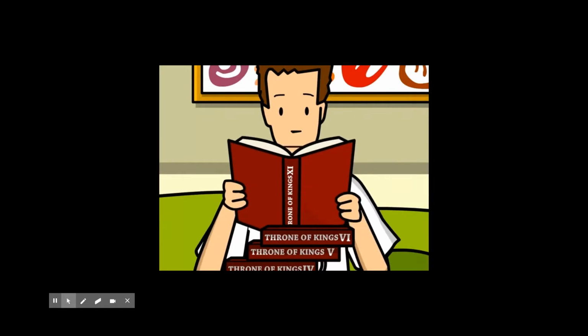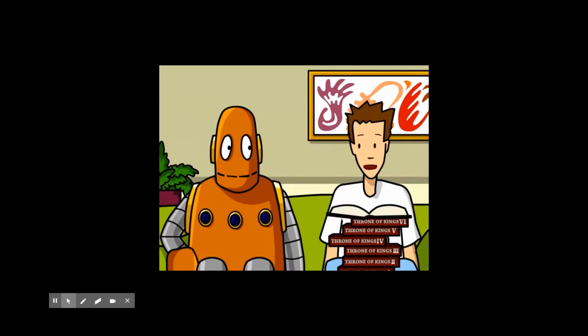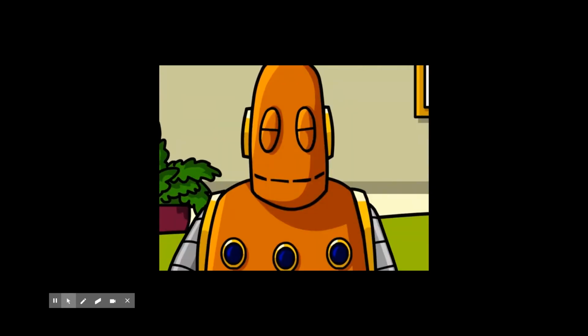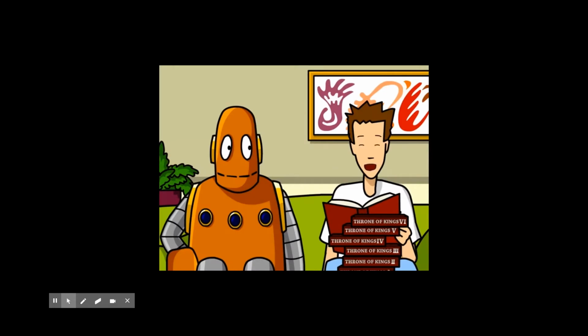Take this for example. After dinner, a group of mummers entertained the guests by acting out the story of an evil wizard. You probably don't know the word mummer, but look at what the author says. The mummers entertain people and they act out stories. Can you think of another group of entertainers who act out stories? Right, actors. Mummers is an old-timey word for actors. Of course, there are different ways to look for context clues. Sometimes a mystery word can be defined by its antonyms or opposites.